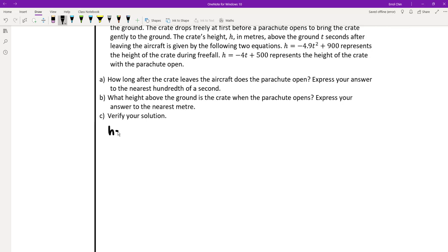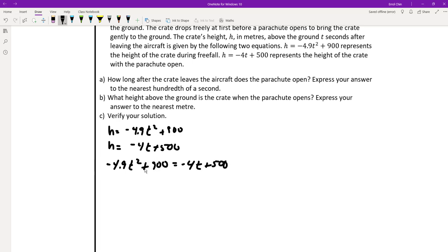So height is equal to negative 4.9t squared plus 900. That's in free fall. That's when now the parachute opens. And so what that means is you can make those two equations equal. So negative 4.9t squared plus 900 is equal to negative 4t plus 500. Right? That's the point in which they are equal. That's when the parachute opens.